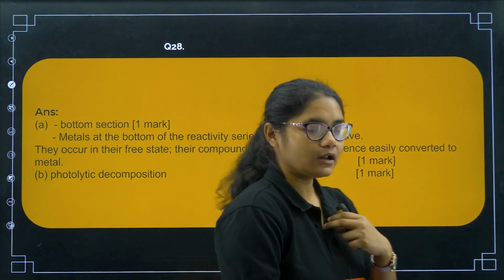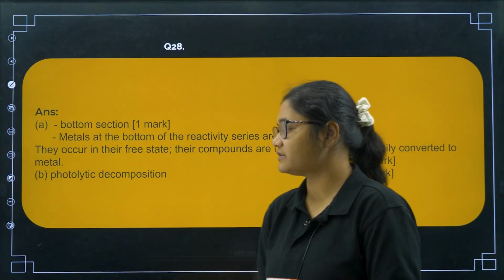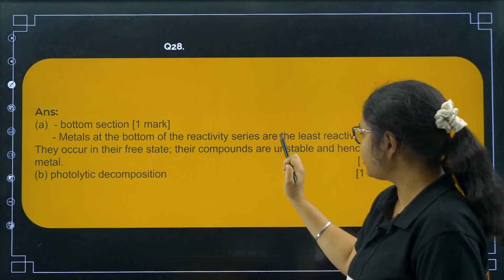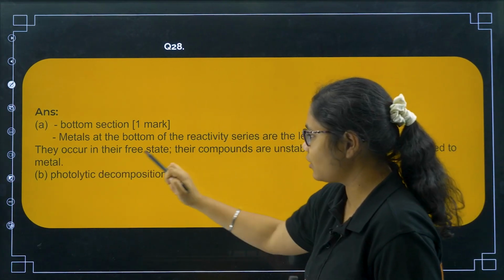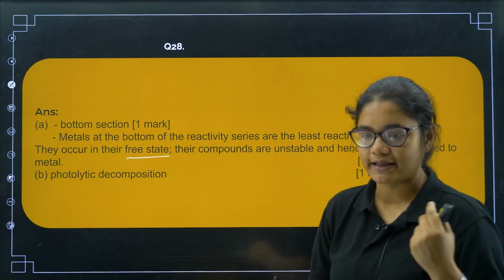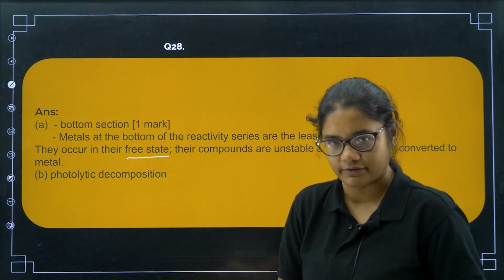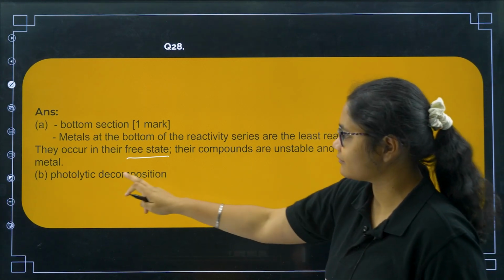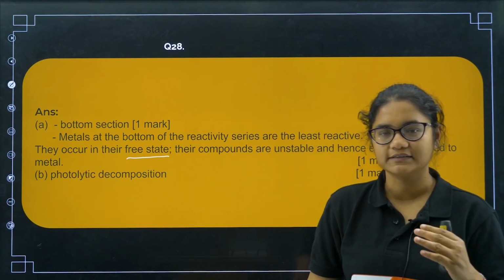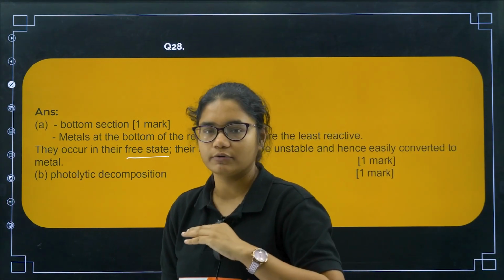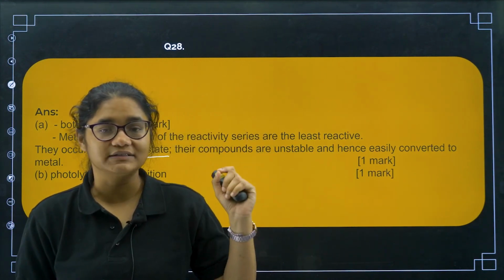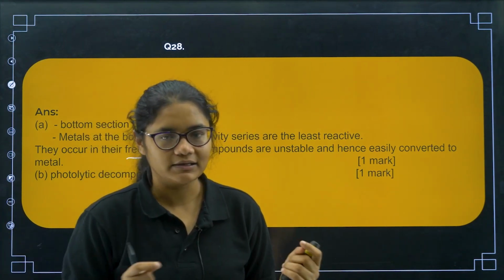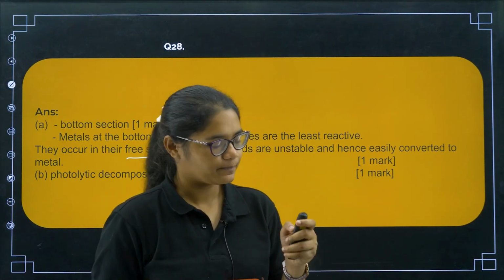And why are they at low reactivity? How can we justify that? Because metals at the bottom of the reactivity series are least reactive. They occur in their free state. In this reaction we are getting free silver. Their compounds are unstable and hence easily converted to the metal. These metals do not want to do any combination, they want to stay in their native state. So that is why we can immediately get pure metal in this low reactivity series.